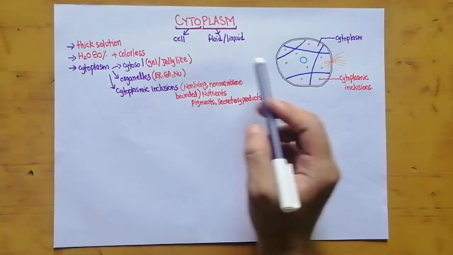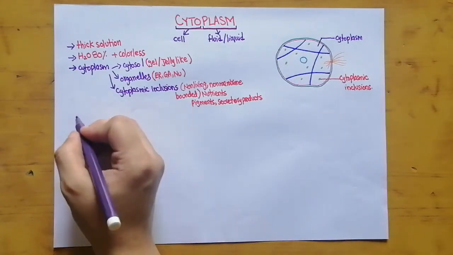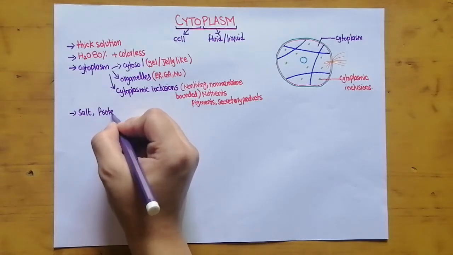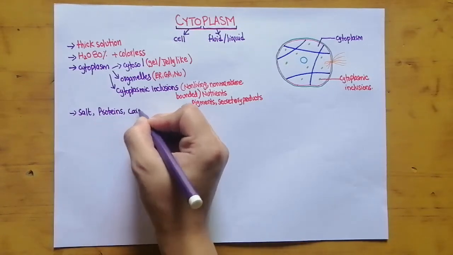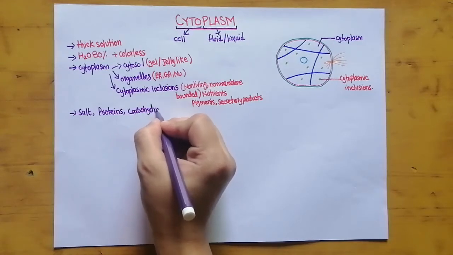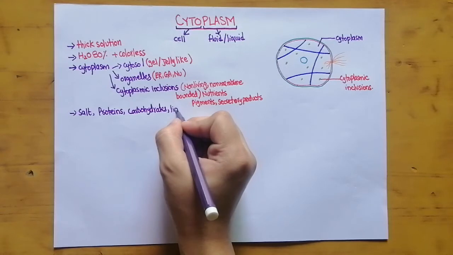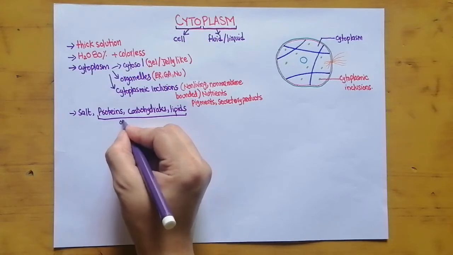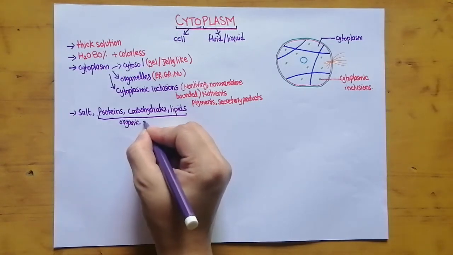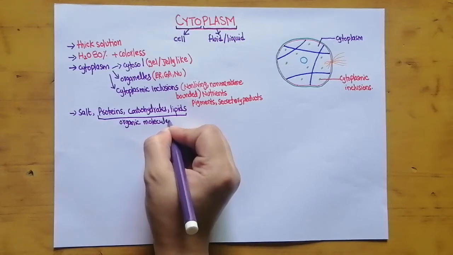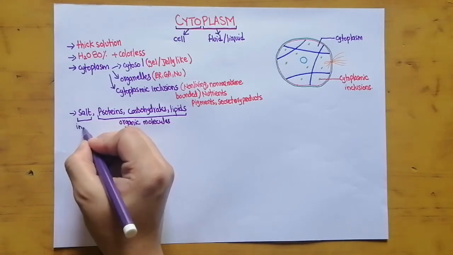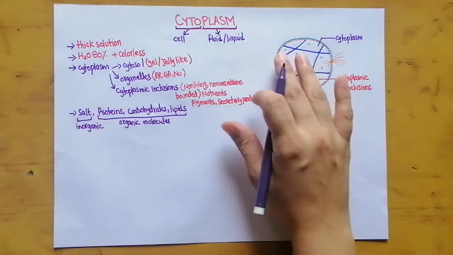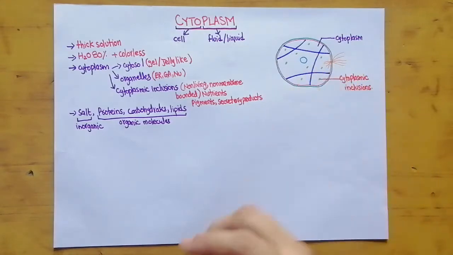Along with the water, the cytoplasm contains salt, proteins, carbohydrates, and lipids. These three are organic molecules, while the salt is inorganic in nature. All these molecules are present dispersed inside the cytoplasm.